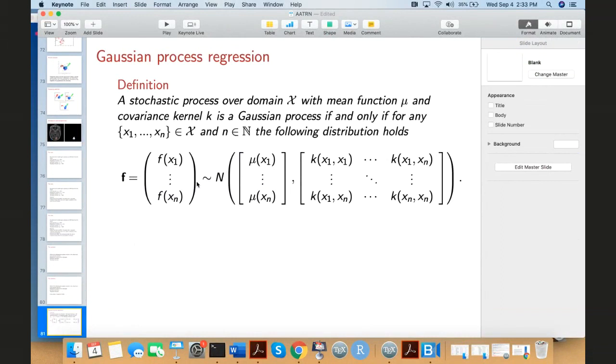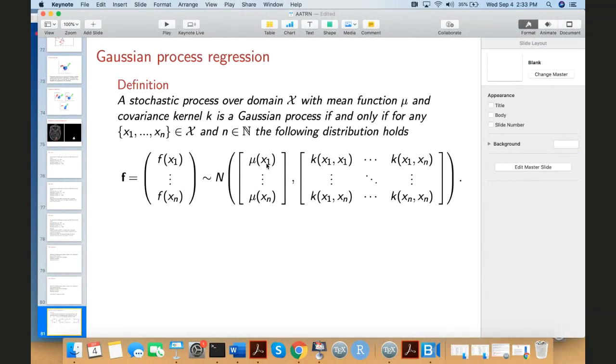So one of the objects is something called Gaussian process regression, and you're going to see Gaussian processes again later in this talk, but this is the most straightforward version of it. I have a stochastic process over some domain, and what I know is there's a mean function mu and a covariance kernel. Something is a Gaussian process if, for any finite realization of this infinite-dimensional stochastic process, the function at x1 through xn is modeled by a multivariate normal.